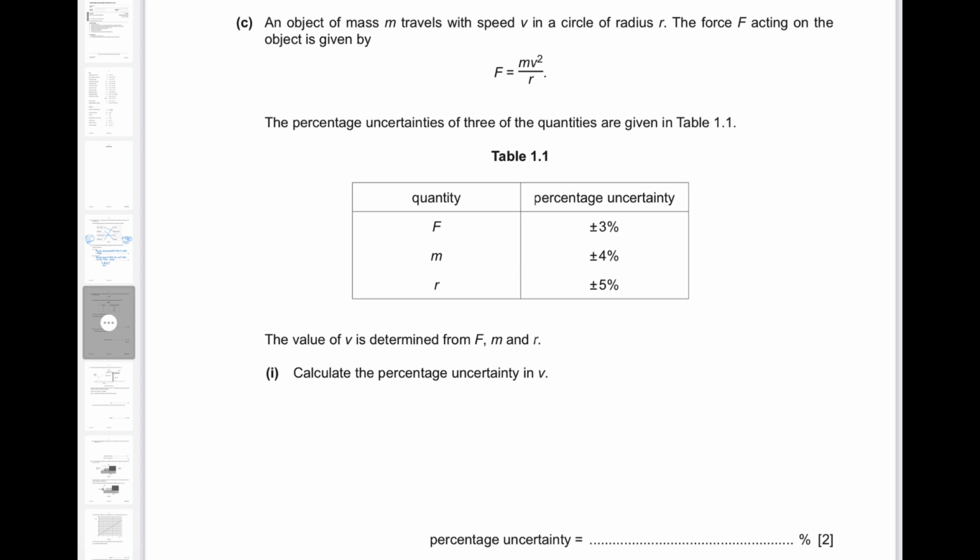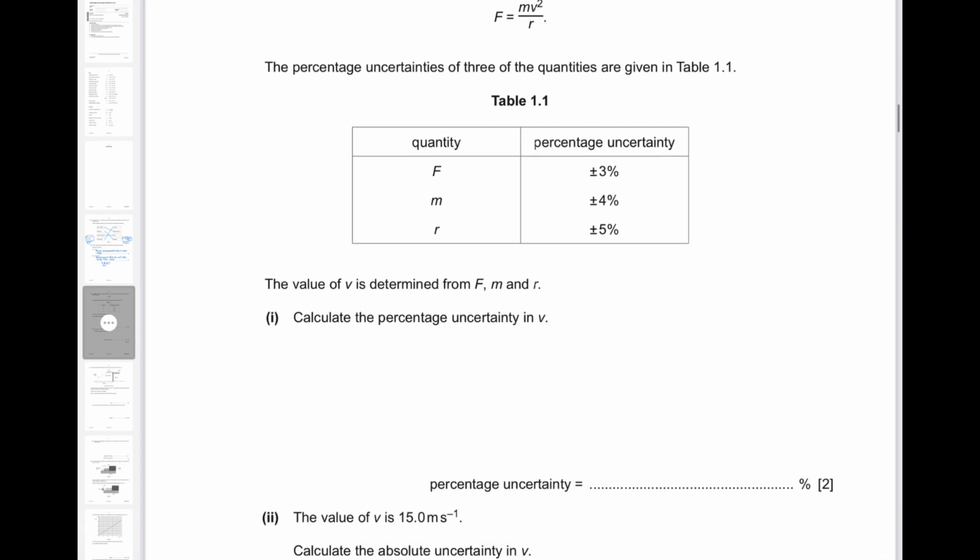C. An object of mass m travels with speed v in a circle of radius r. The force acting on the object is given by the formula mv squared by r. The percentage uncertainties of 3 of the quantities are given in table 1.1. The value of v is determined from force, mass, and radius. Calculate the percentage uncertainty in v. To find the percentage uncertainty in v, you would first have to make v the subject of the formula. So that would be the speed is equal to force multiplied by radius divided by mass, and you take out the square root of this.